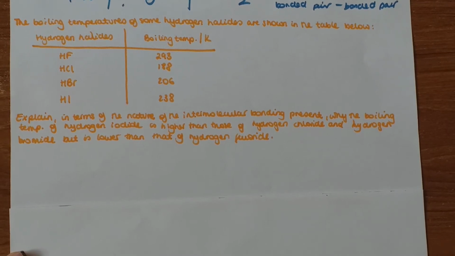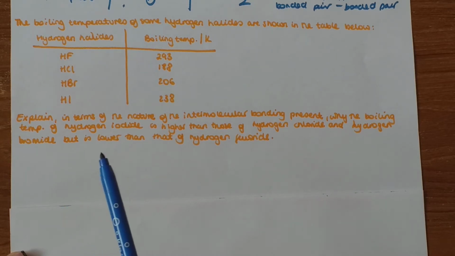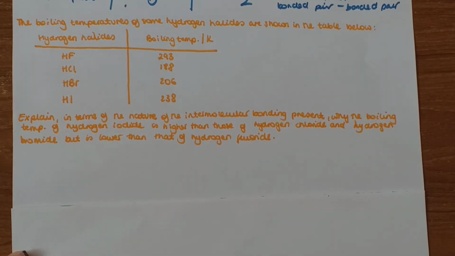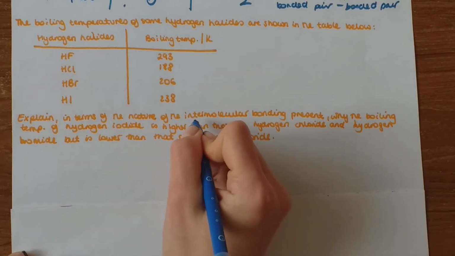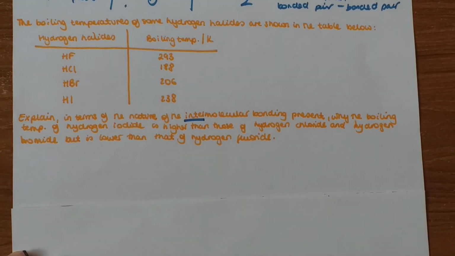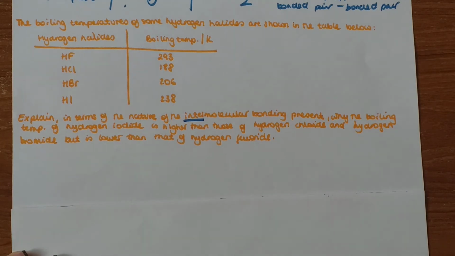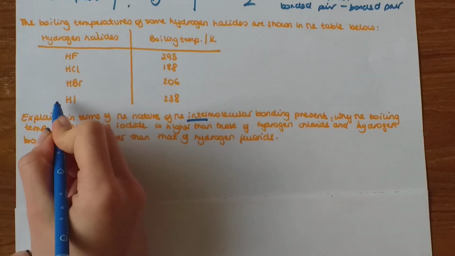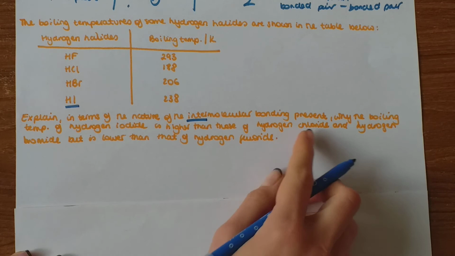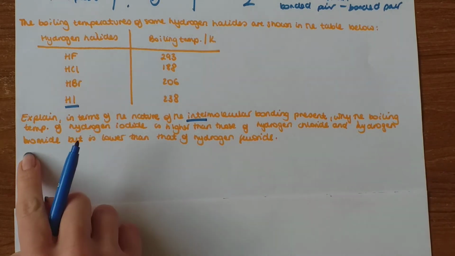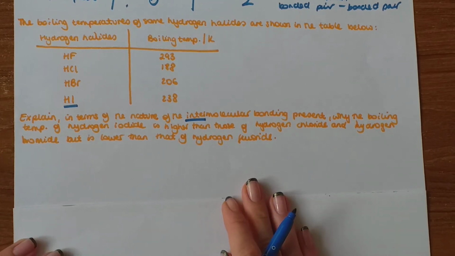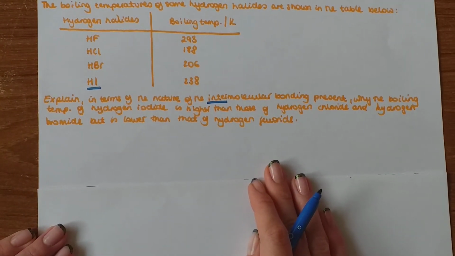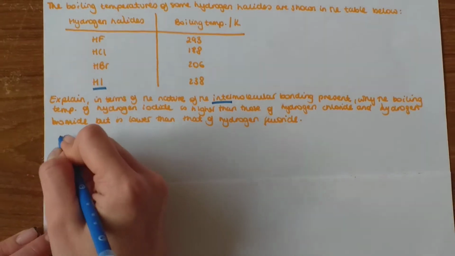Our next question. The boiling temperatures of some hydrogen halides are shown in the table below. Explain, in terms of the nature of the intermolecular bonding present, intermolecular, so the outside between molecules, why the boiling temperature of hydrogen iodide is higher than those of hydrogen chloride and hydrogen bromide, but is lower than that of hydrogen fluoride.